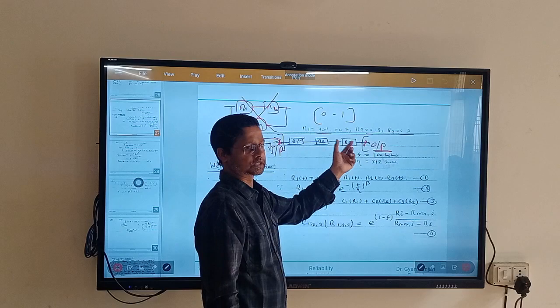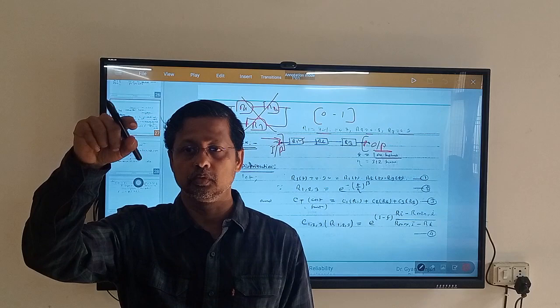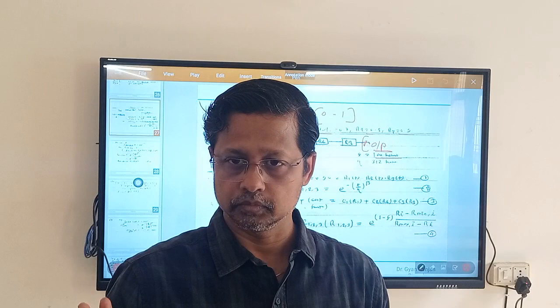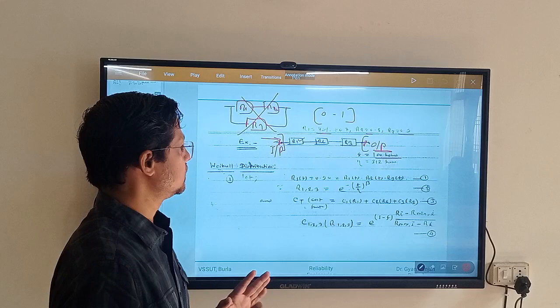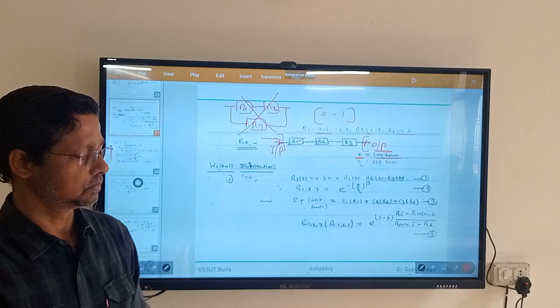Now, the operation hour for this scenario is 100 hours. That means at the 100th hour, you are going to calculate the reliability of the whole system. You can count it as 100 days, whatever your unit is. After 100 units, we are calculating, placing this point at time t equal to 100 units. It can be hours, days, months, whatever.